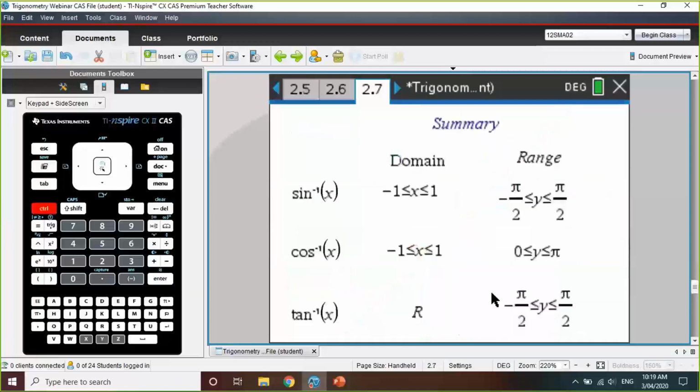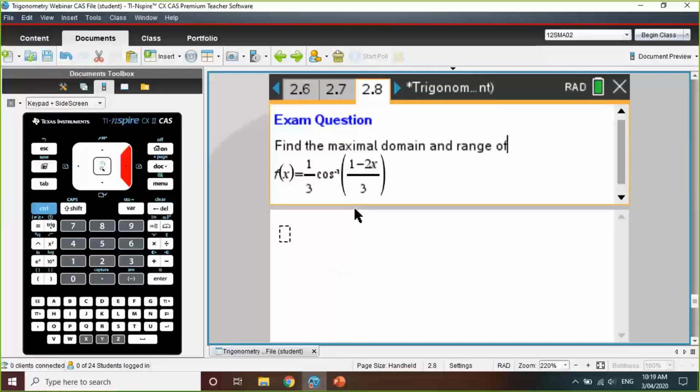So in summary, this is really important: our domain for inverse sine is -1 to 1, with range -pi over 2 to pi over 2, and likewise for inverse cos and tan. All of that is just swapping around the domains and ranges from our original functions.